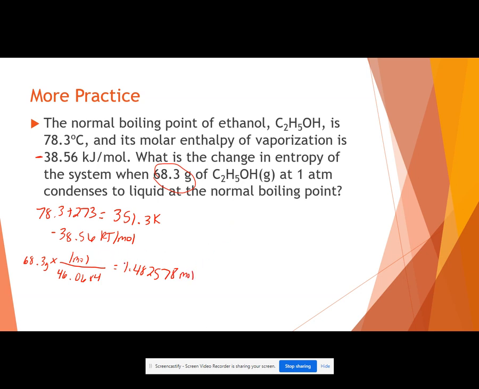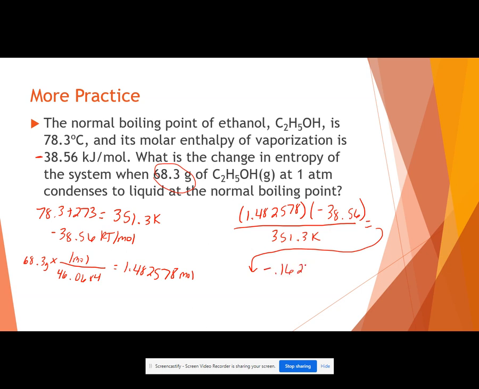What you do next is you take this information and plug it into our equation. So we have our mole value, 1.482578, multiplied by our delta H, which is going to be negative 38.56, divided by our T value, which is going to be 351.3. This is going to give us the following answer. It's going to give us negative 0.1627333, etc., kilojoules per Kelvin.